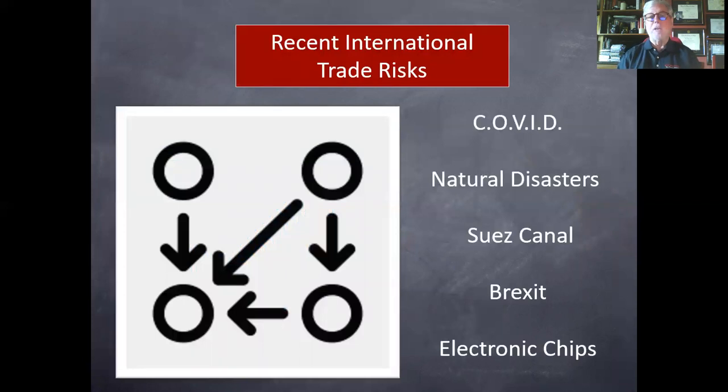Then you have natural disasters, COVID, earthquakes, floods. You have a blockage of the Suez Canal. I mentioned Brexit, and then you have electronic chips. So depending on how forward thinking or psychic you can be, you may want to carry enough inventory to withstand any kind of a problem such as the ones that are outlined here.